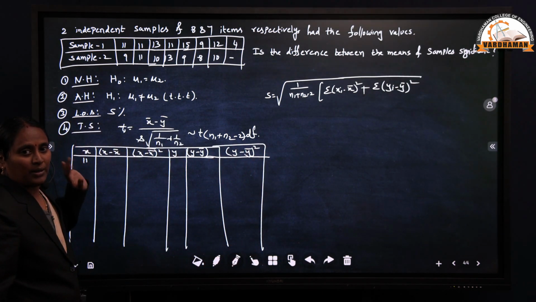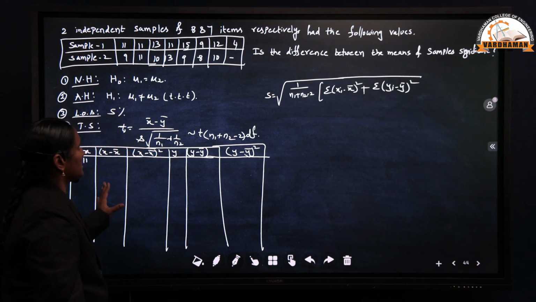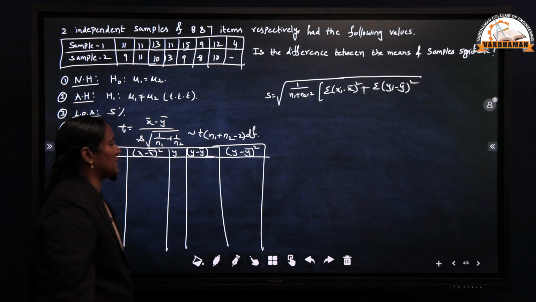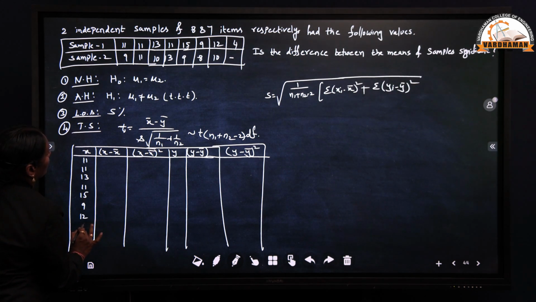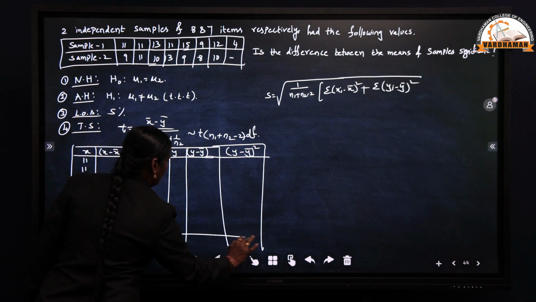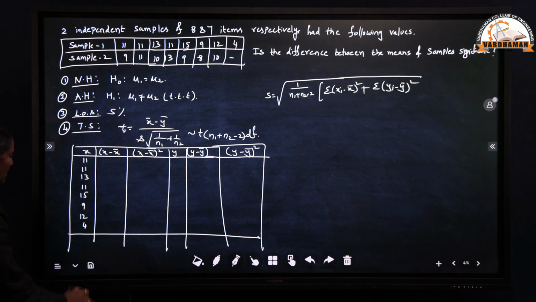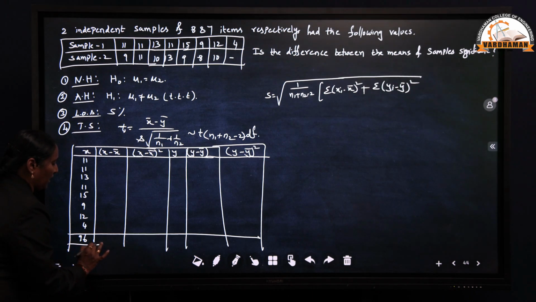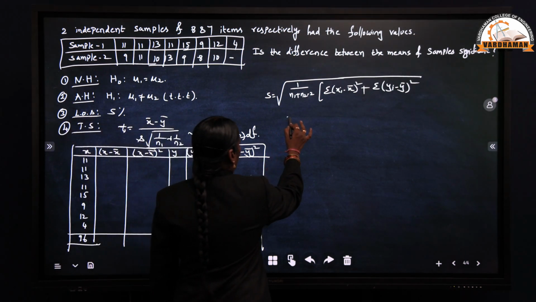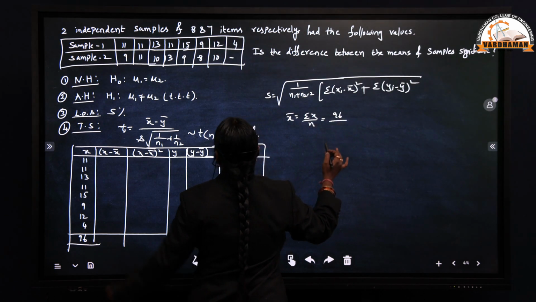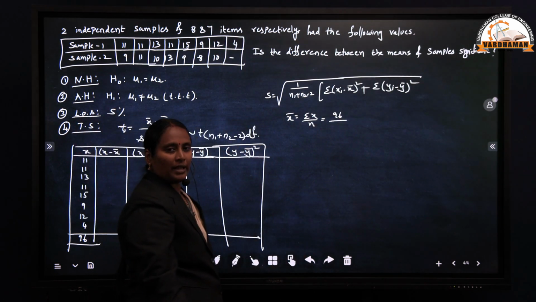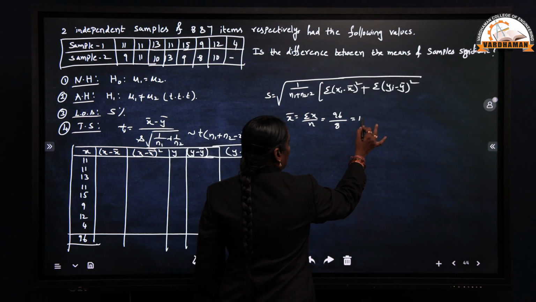But here the two sample sizes are not equal. One sample has 8 observations, and the other has 7 observations. Now sample 1 is 11, 11, 13, 11, 15, 9, 12, 4. This is our first sample's observations. The sum of the x values is 96. We first find the x bar value. The value of x bar is summation x by n, so 96 divided by 8 observations, so x bar is equal to 12.